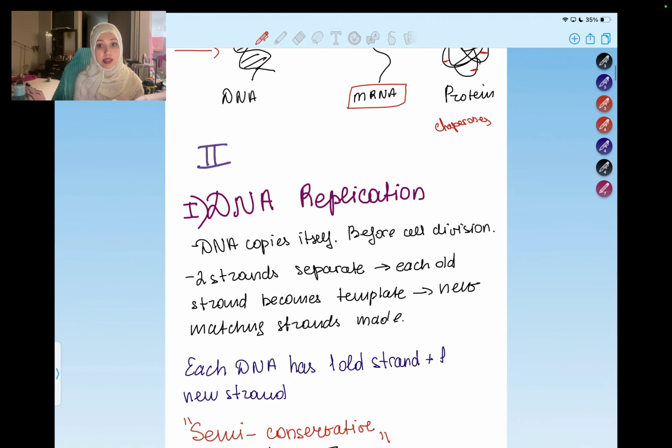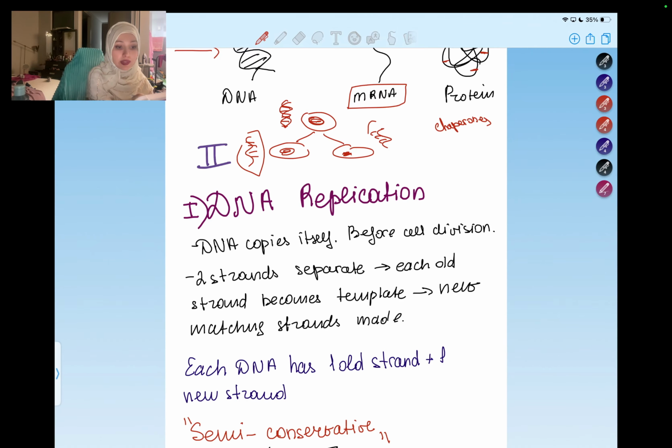Okay, let's say we have a cell division, and in the cell division we have one DNA, right? But when we divide, each of them is supposed to have its own DNA, right? So we have a DNA, and the two strands separate, and then each old strand which has been separated becomes a template, and then the matching strand according to that template is being made.